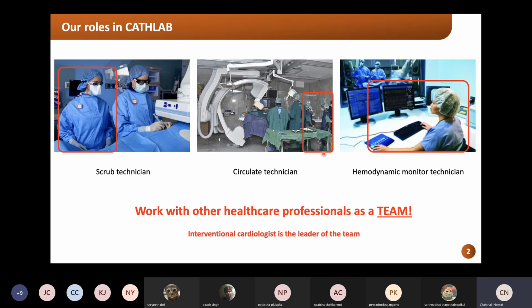So the circulating technician is also an important role in the cath lab, especially in the procedural room, while the doctor and scrub nurse have to keep sterile always, because they need to perform the procedure, right. And the last one will show you about our role as the hemodynamic monitor technician, who will control and also record every step of the procedure in the computer, and also in a logbook sometimes in some hospitals.